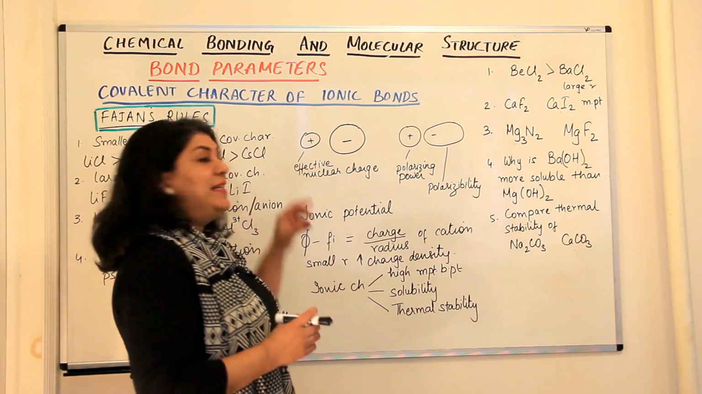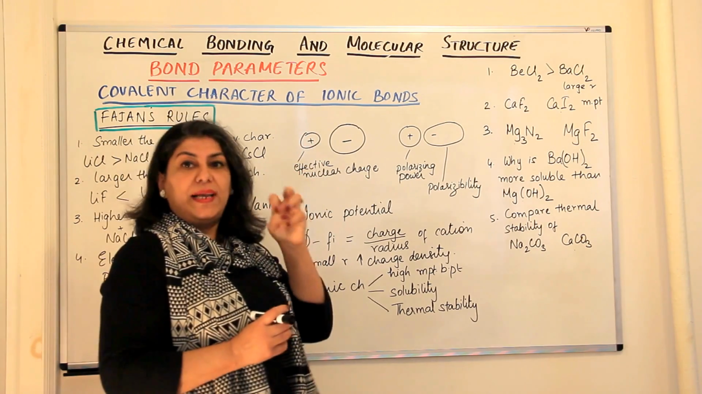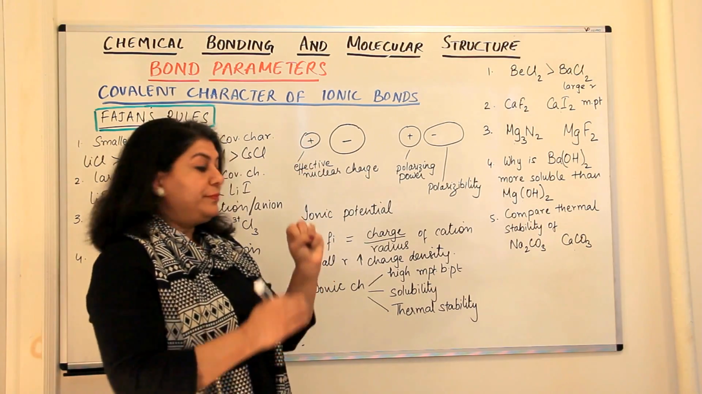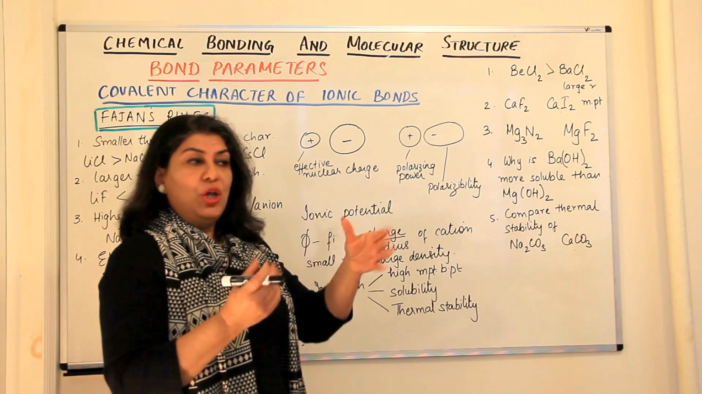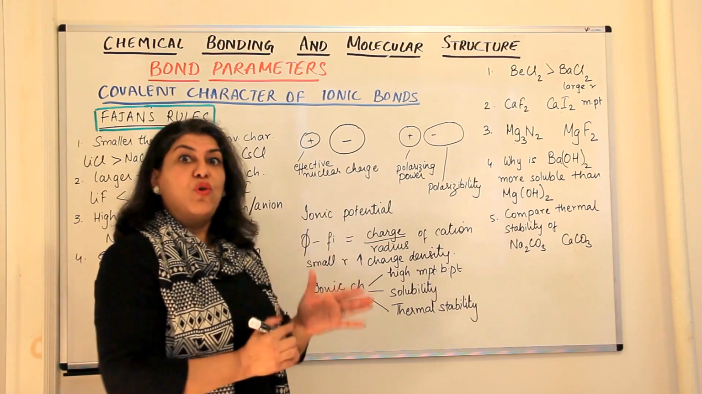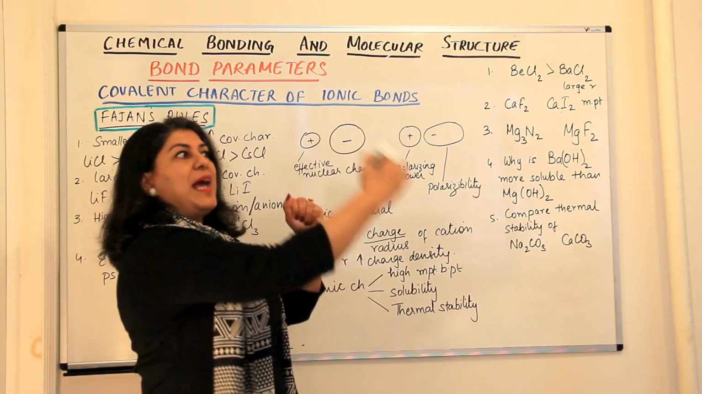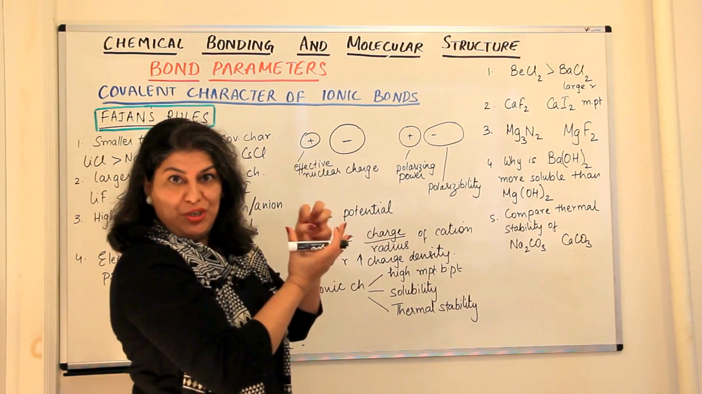And when the cation is very small, what happens as a result? The nucleus is very close to the outermost shell. And a cation is formed by the loss of electrons. So when electrons are lost, the cation now has more protons, so the attraction of the nucleus is pretty strong, but an outermost shell is lost and the cation is smaller than the neutral atom.